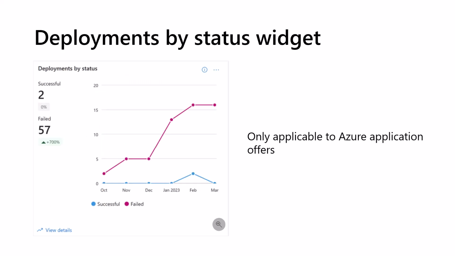This widget is only applicable to Azure Application Offers. This widget represents the quality of service provided to your customers. It shows the count and trend of successful and failed deployments of Azure applications for the selected month range. The metrics are calculated for both solution templates and managed applications. Now to the next widget.